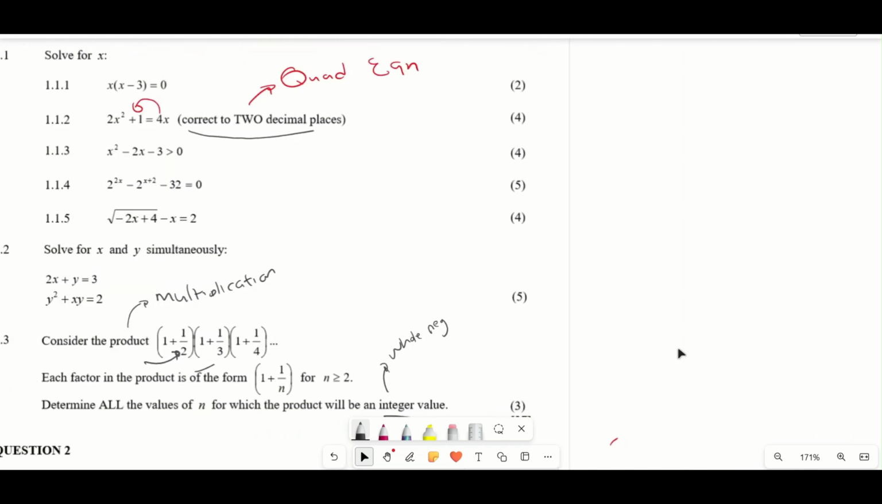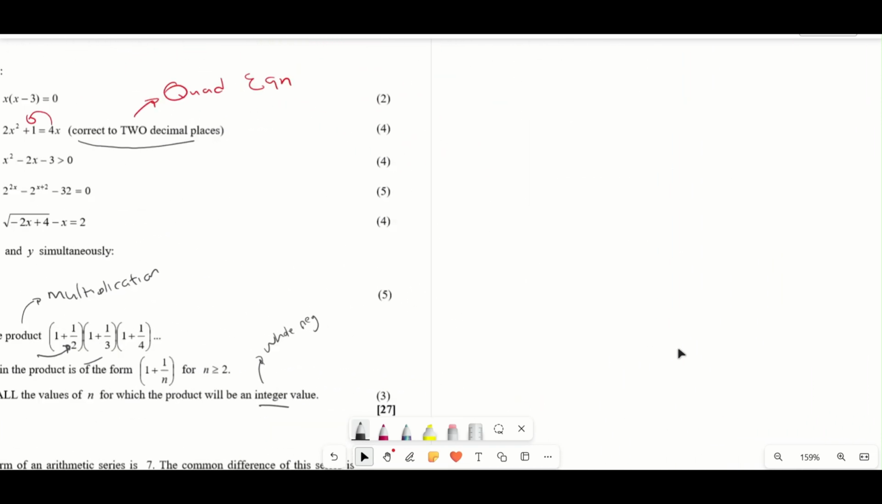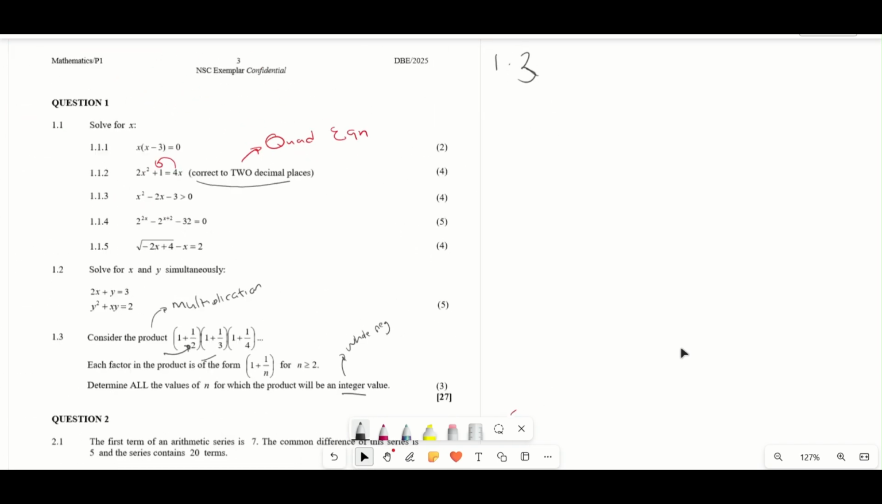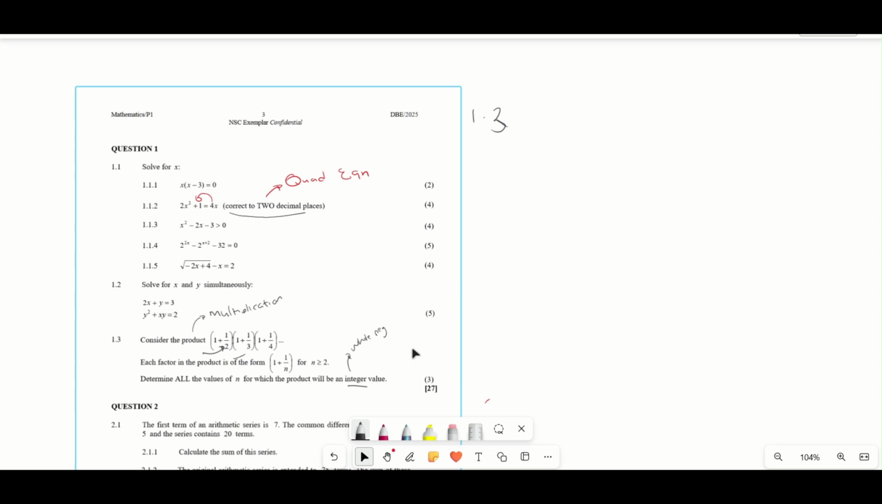Okay, so what they're saying here is you need to find the values of n for which the product will be an integer, right? It will be a whole number, right?